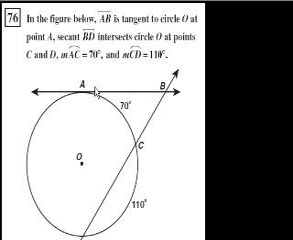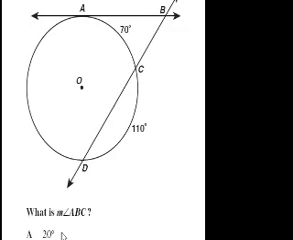The measure of arc AC is equal to 70 degrees. So the measure of arc AC, this is 70 degrees, okay. And the measure of arc CD is equal to 110 degrees. So what do they want us to figure out? What is the measure of ABC? So what is this angle? That's what they want us to figure out, right here, that angle.